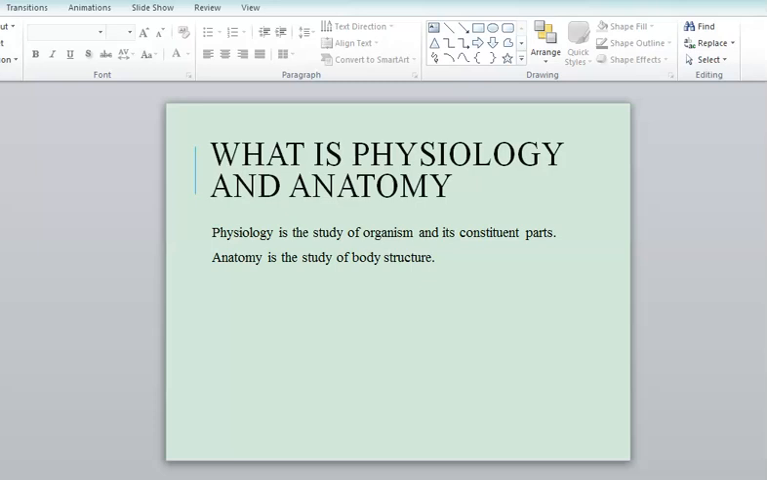Physiology is the study of organism and its constituent parts, while anatomy is a study of body structure. In physiology, we are more focusing on how the parts of the human body work. It considers topics such as molecular mechanism responsible for muscle contraction, that is, how the muscles contract and relax to perform a particular movement in our body. Another example is how the blood pressure is maintained by four organs like heart, kidneys, brain, and glands.